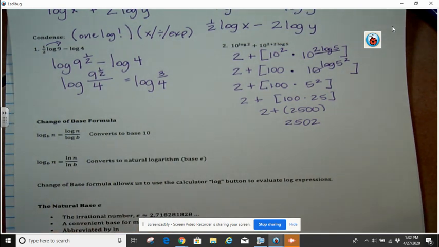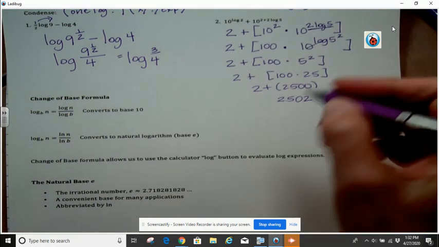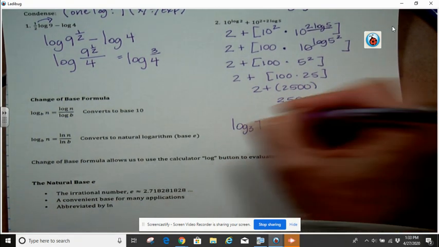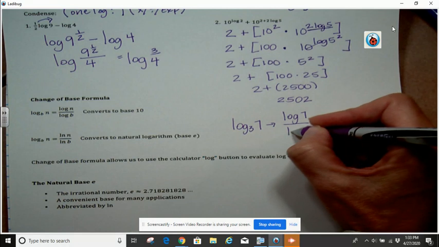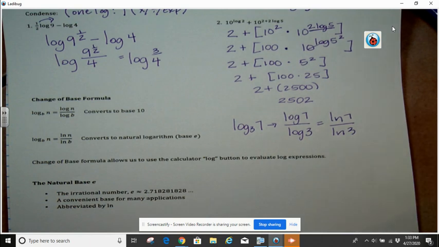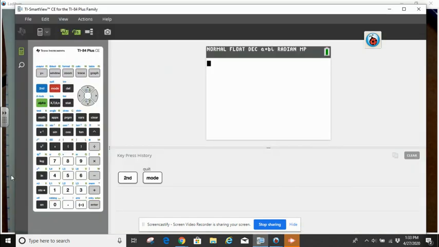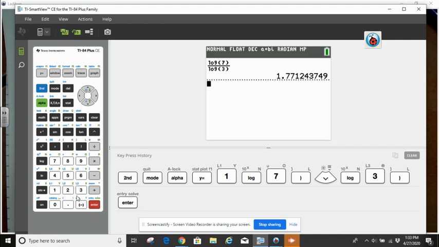So, for example, let's say I wanted to find log base 3 of 7. Well, on my calculator, I could either do common log of 7 divided by common log of 3, or natural log of 7 divided by natural log of 3. So let's do that. Okay, so I'm going to set up a fraction. And the common log of the number divided by the common log of the base. Hit enter, and that says that's the value. That should be the same as the value of log base 3 of 7.